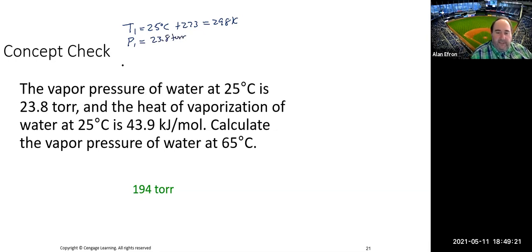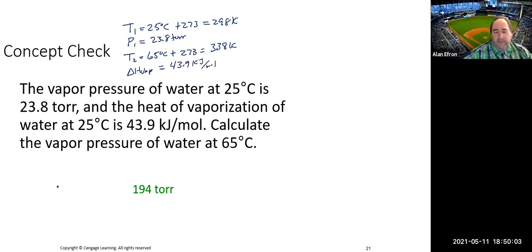We have a T2, which is 65 degrees Celsius, which we also, again, would want to convert to Kelvin. If I do that, we get 65 plus 273, looks like 338 happening. And what else we got there? We also have the delta H of vaporization for water at that, which is 43.9 kilojoules per mole.